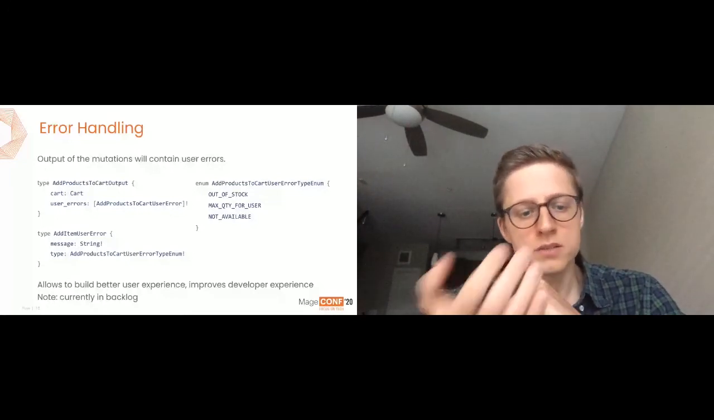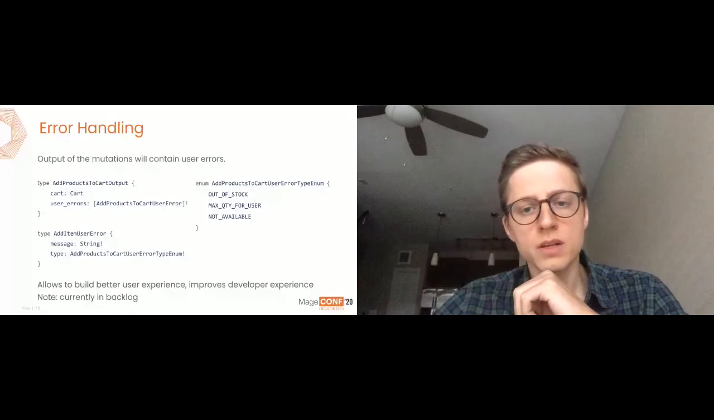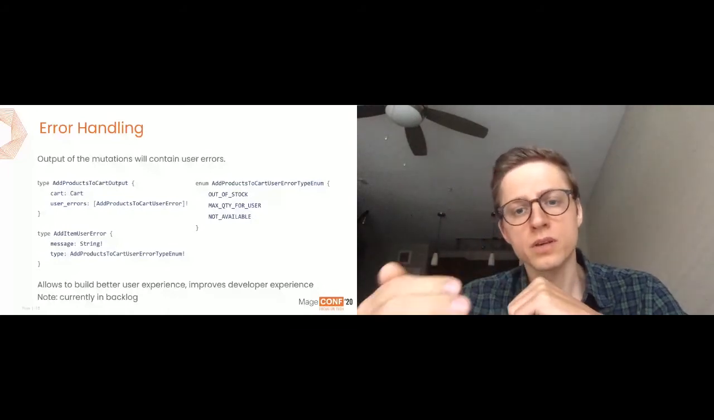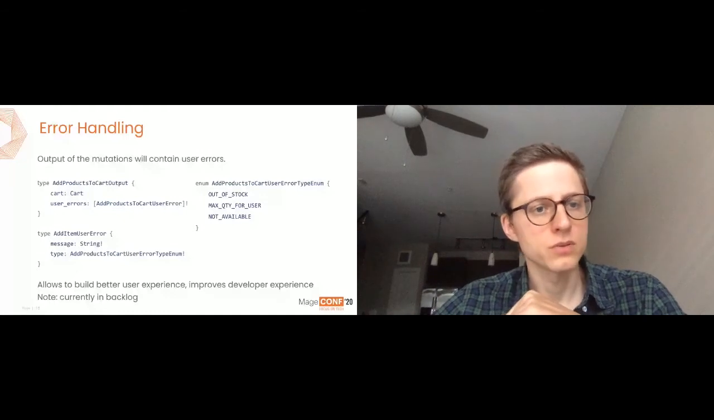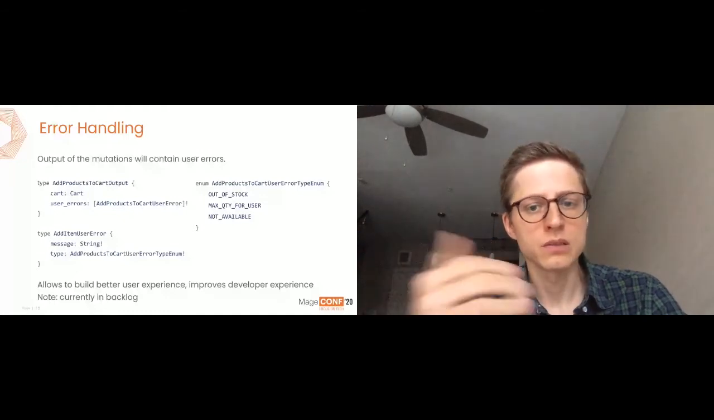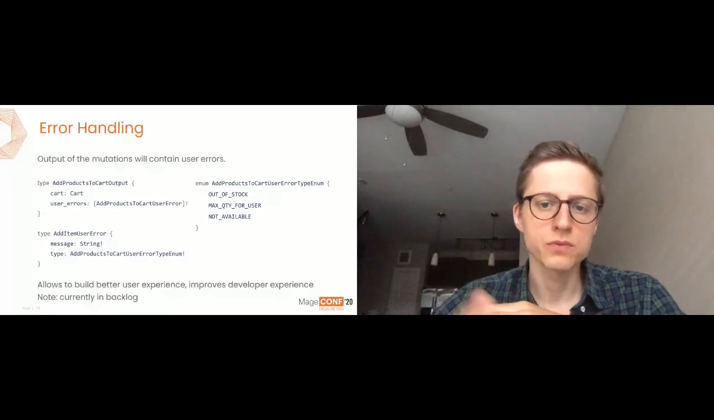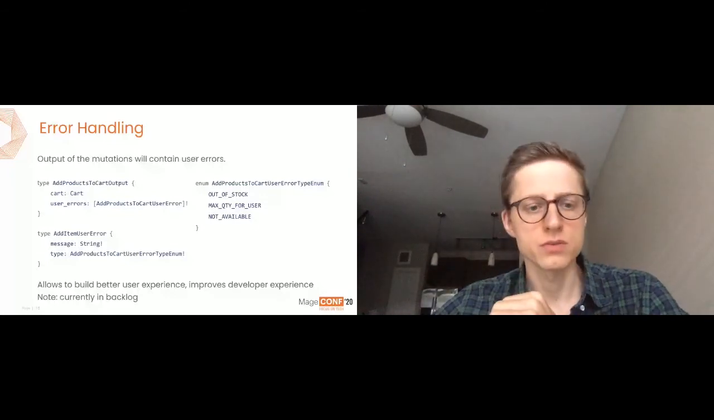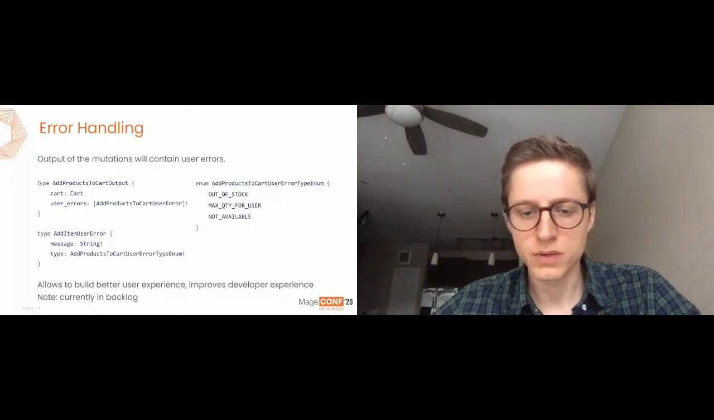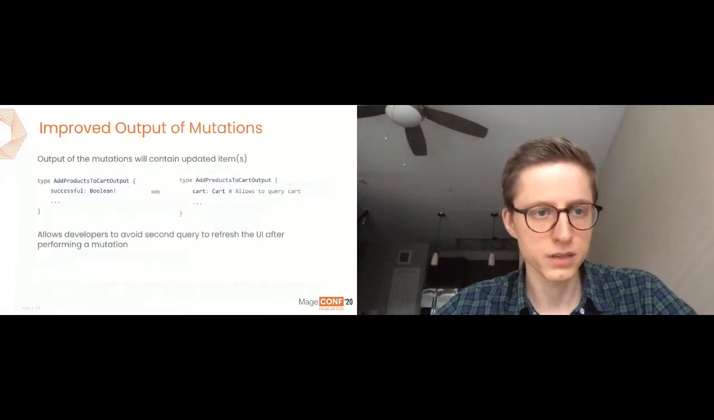It is very convenient for developers to have those types, because you can tell from the schema what kind of errors you can get, and build your client to account for those errors and display them to the user. So it should improve developer and user experience greatly.